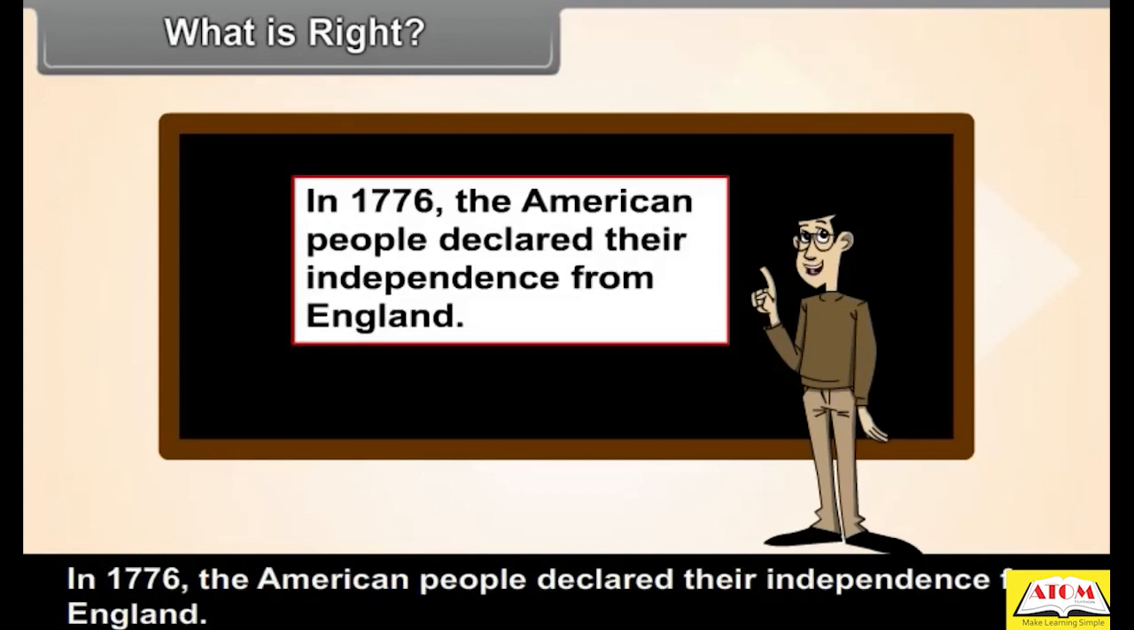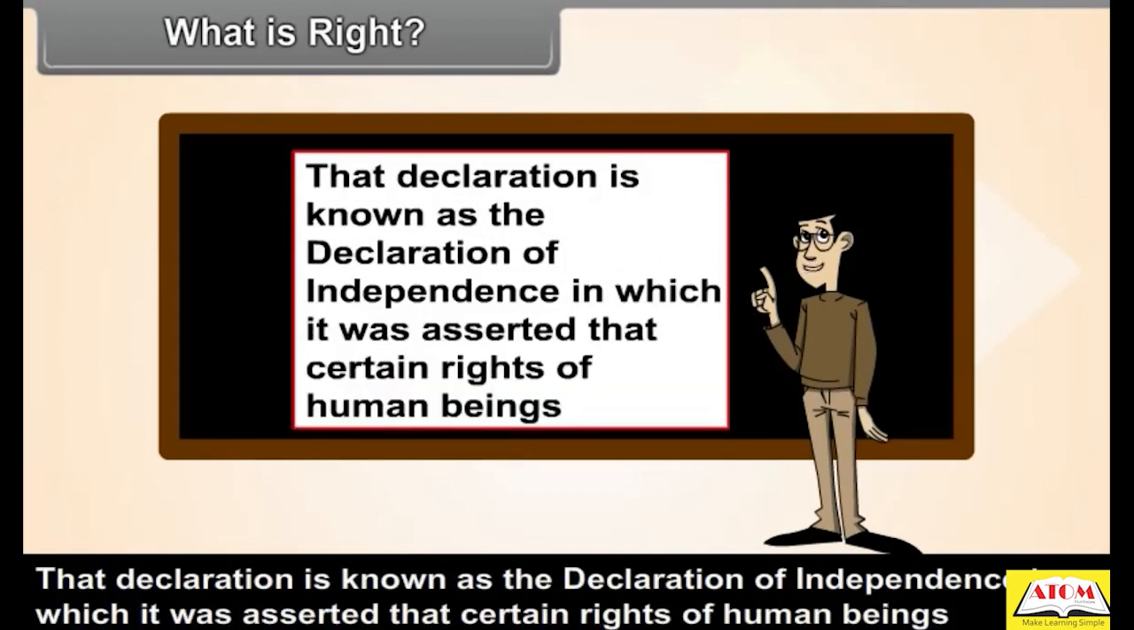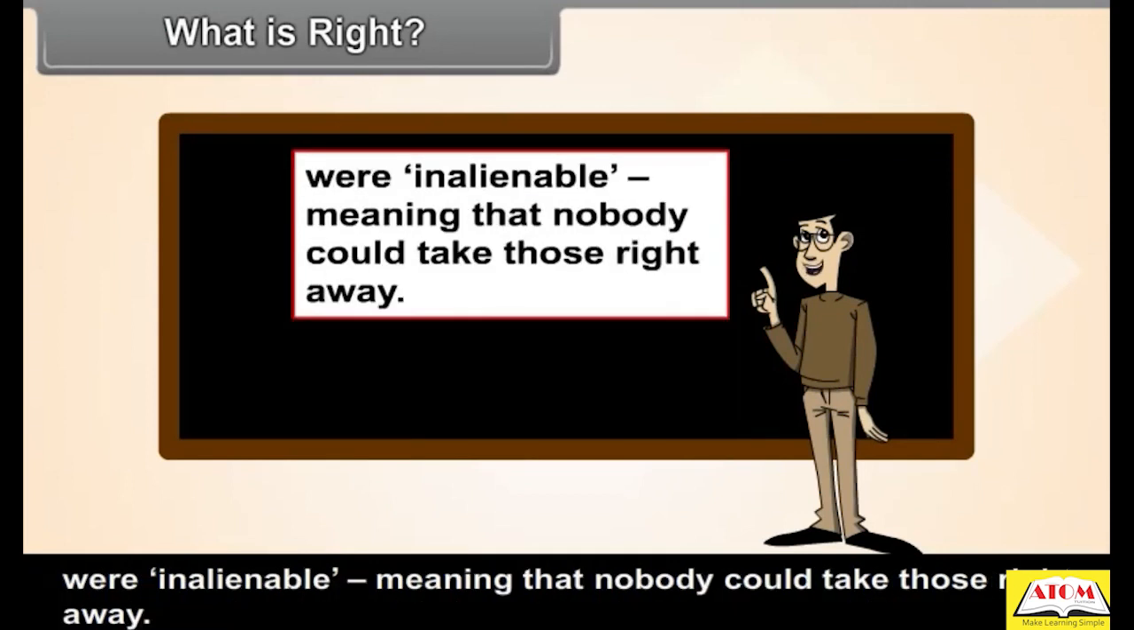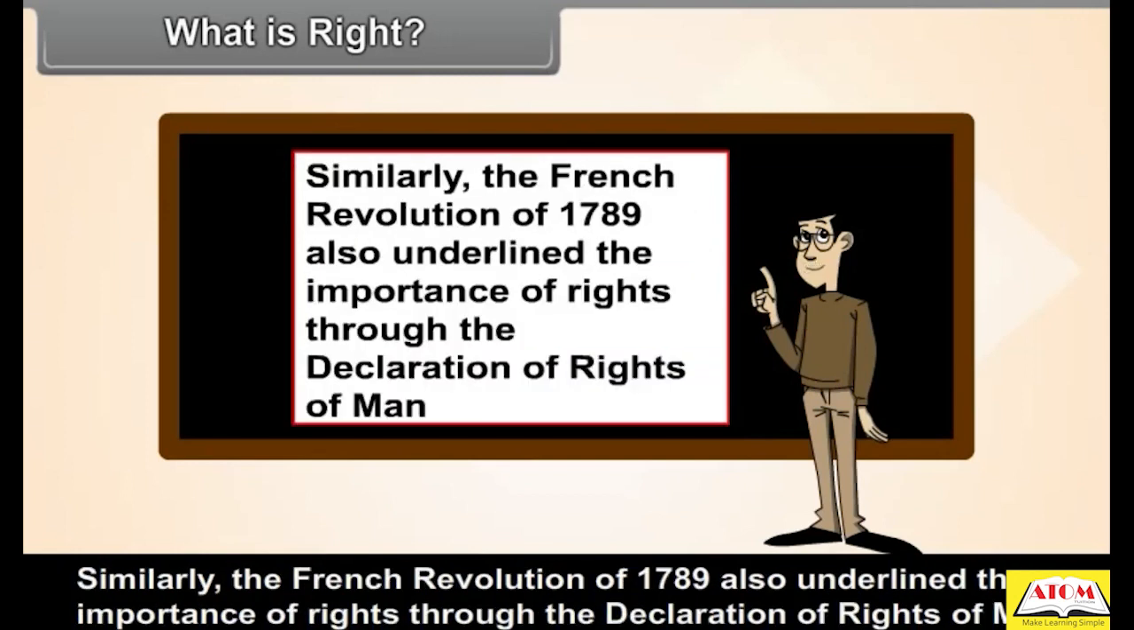In 1776, the American people declared their independence from England. That declaration is known as the Declaration of Independence, in which it was asserted that certain rights of human beings were inalienable, meaning that nobody could take those rights away.